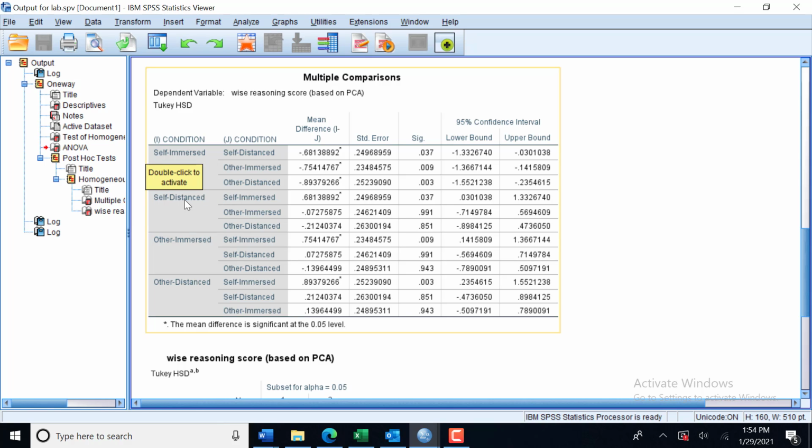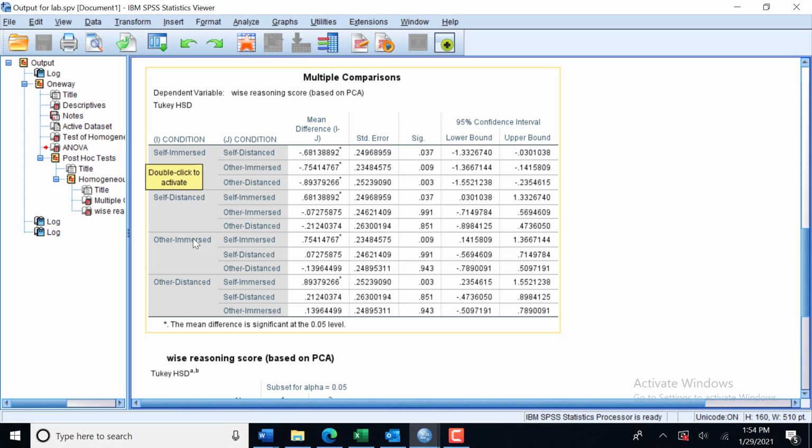Now, we might need to go and look at some of these other conditions. So, does self-distance differ from the other ones? Self-immersed we already looked at, but what about self-distance and other immersed, or self-distance and other distance? If we look here, 0.991, definitely greater than 0.05. We're just looking at this first number, this 9, much bigger than a 0. Same thing with the 0.851. So there's no difference there. Self-distance is equal, even though it's not exactly equal. It's not different enough to be considered unequal. So self-distance, other immersed, and other distance, there's no difference there.